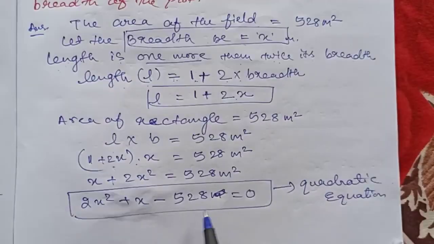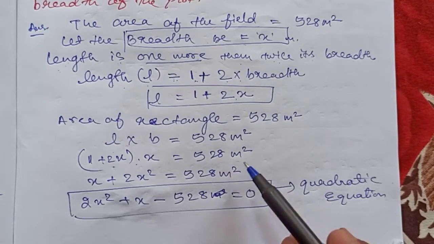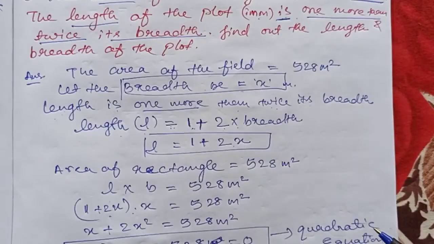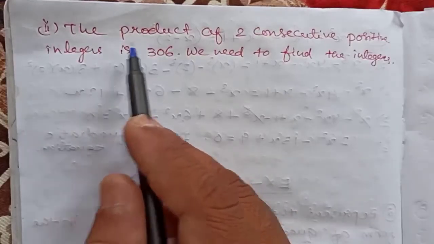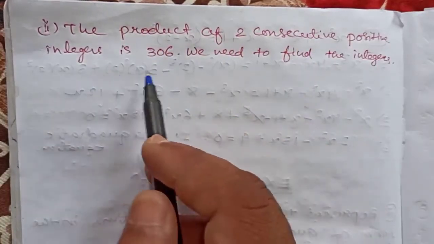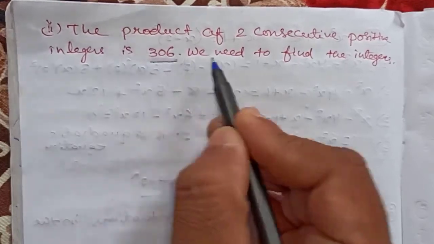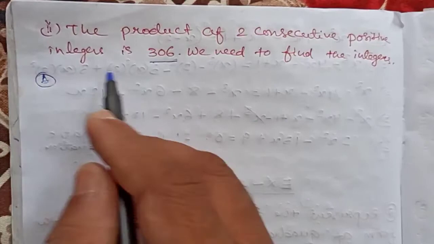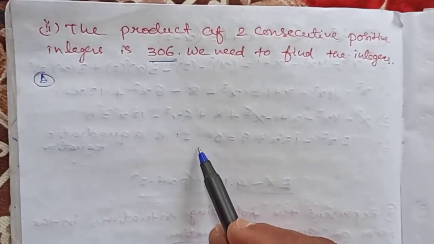Okay, so in this way we can represent any statement in the form of quadratic equation, and in the question it was given, represent the following statement in the quadratic equation form. Okay, next bit. In the second bit it is given, the product of two consecutive positive integers is 306. We need to find the integers. So again we have to represent this statement in the form of quadratic equation.